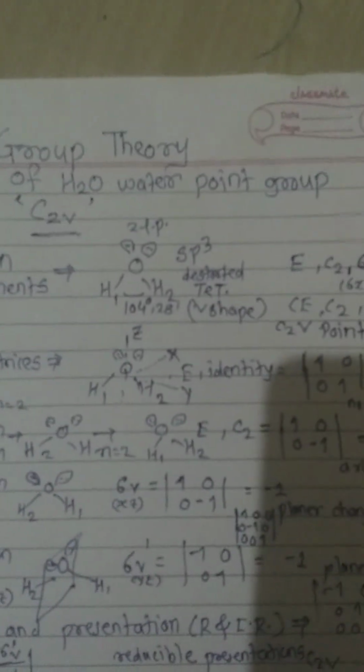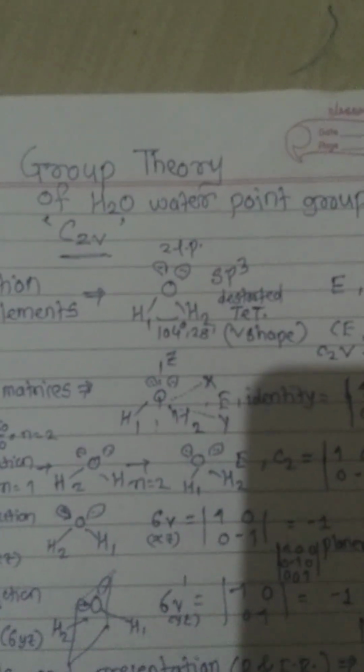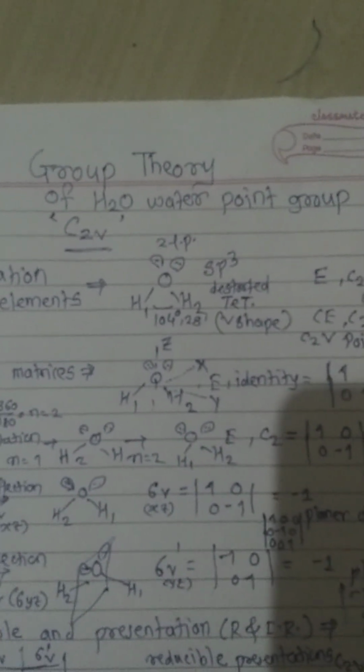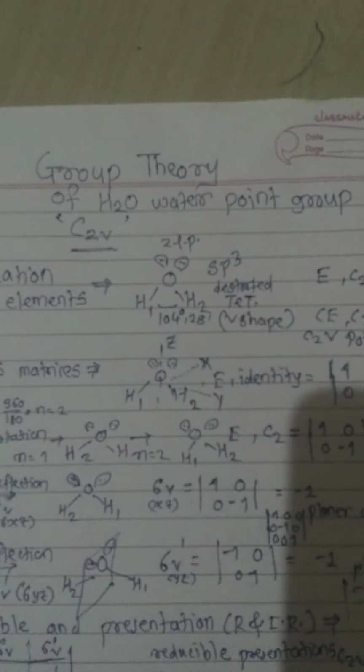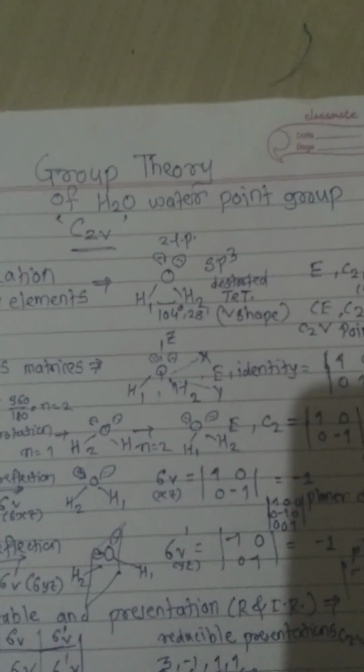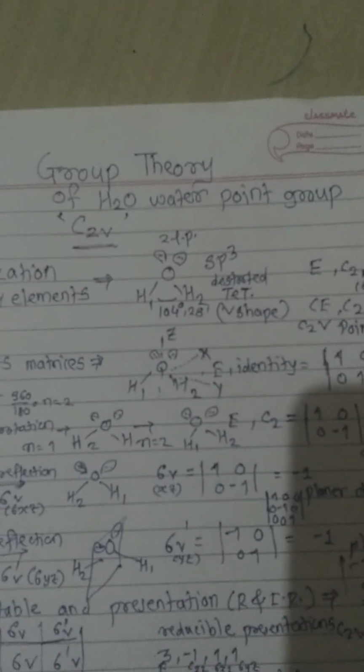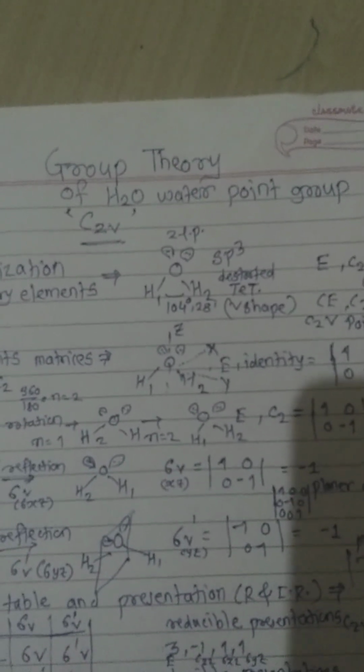So here, as per group theory, the water molecule has the point group C2v. And what are the C2v point group applications? Means which type of transition takes place for C2v like molecules, C2v point group molecules. Today we will discuss that.